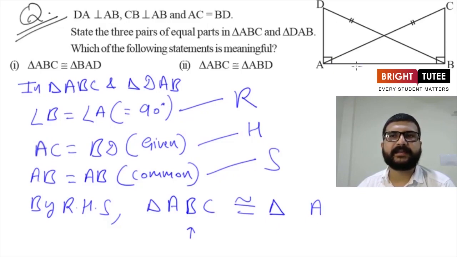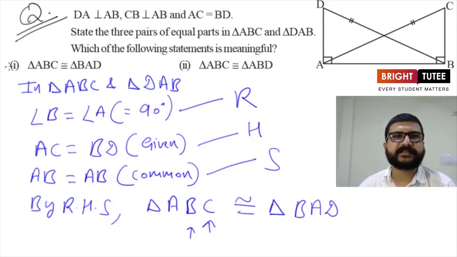Now for triangle ABC, the vertex opposite to side AB will be C. That is, it is written in the last. And then the vertex opposite to side AB of triangle DAB will be D. So D will be written in the last. Now we are left with B. So it is triangle BAD. So it means the first statement is correct. That is, triangle ABC is congruent to triangle BAD.